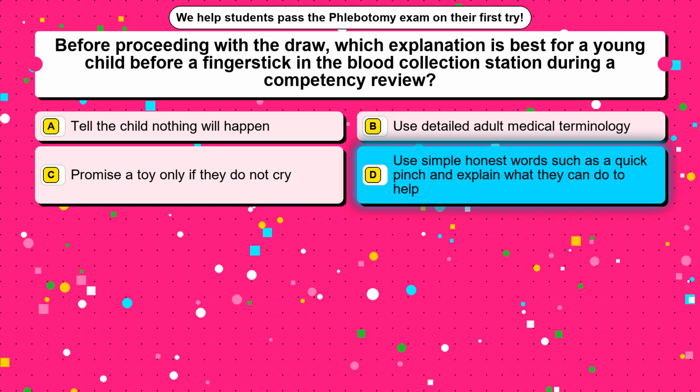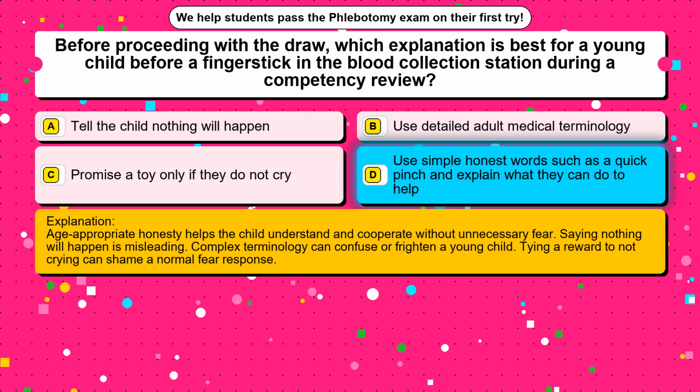The correct answer is option D. Use simple honest words such as a quick pinch and explain what they can do to help. Age-appropriate honesty helps the child understand and cooperate without unnecessary fear. Saying nothing will happen is misleading. Complex terminology can confuse or frighten a young child. Tying a reward to not crying can shame a normal fear response.